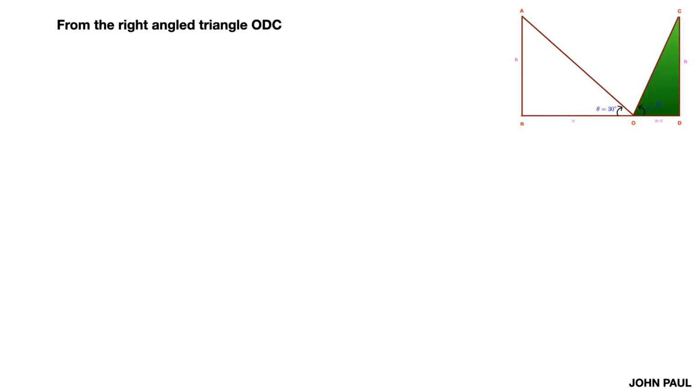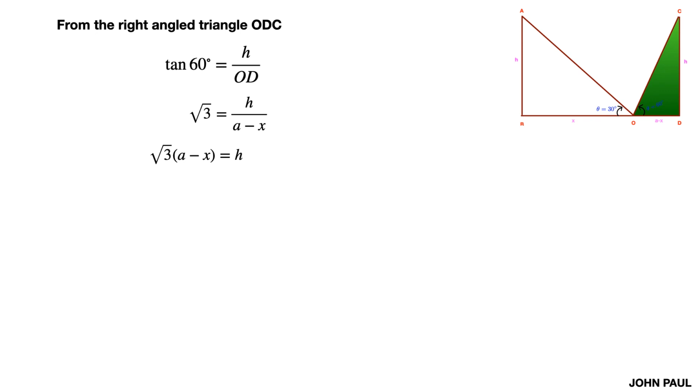From the right angle triangle ODC, the diagram is given. We can refer to the diagram also. Tan 60 degree equal to H by OD. Tan 60 is root 3. OD value is A minus X, because in the question it is given that the distance between the two poles is A. By cross multiplying, root 3 into A minus X equal to H.